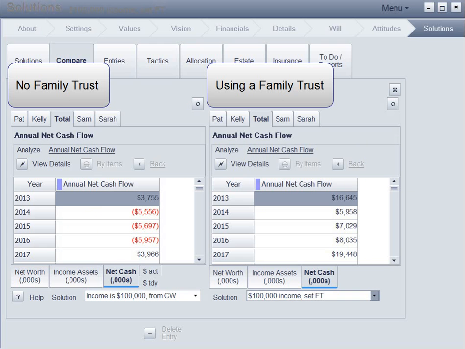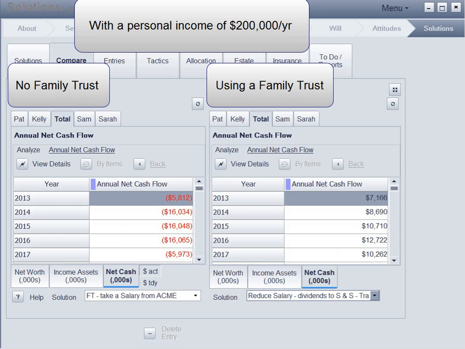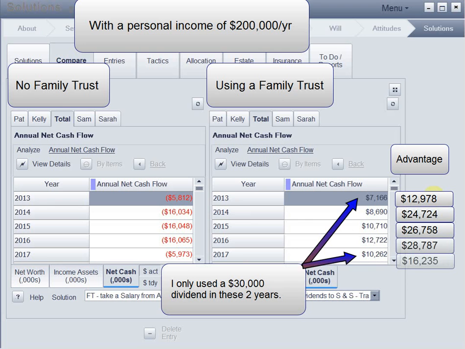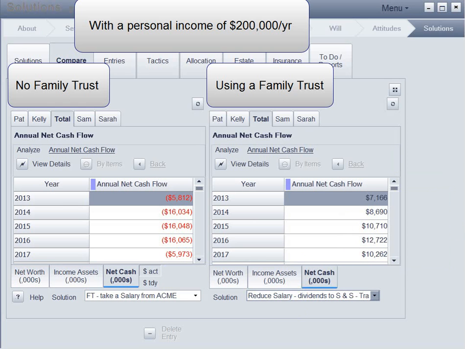Now let's take a quick look and see what would happen if Pat was making an income of about $200,000 a year. Here we can see when Pat's making an income of $200,000 a year, the tax savings are even greater. They're about $25,000 a year. So what we've shown here is that using a family trust can create some significant tax savings for children that are age 18 and over, assuming that they have no other income.